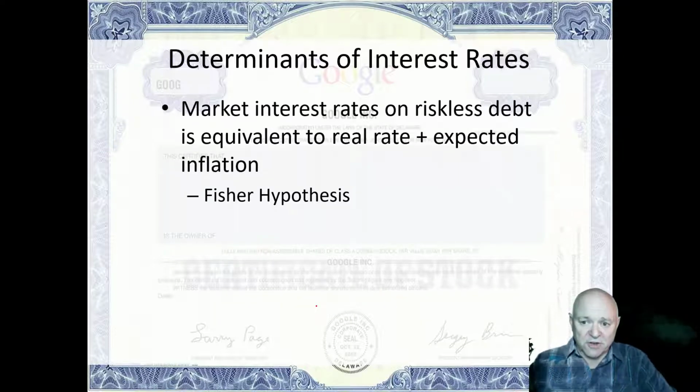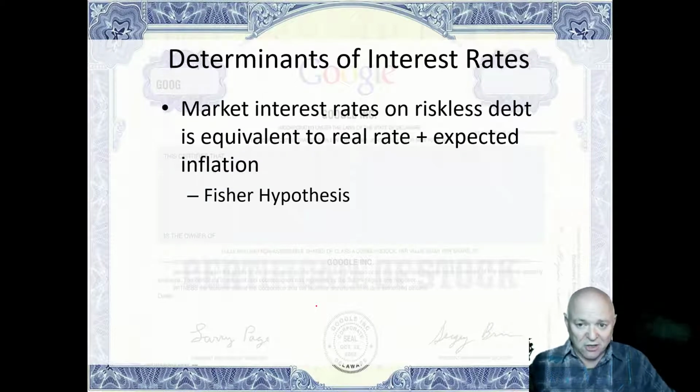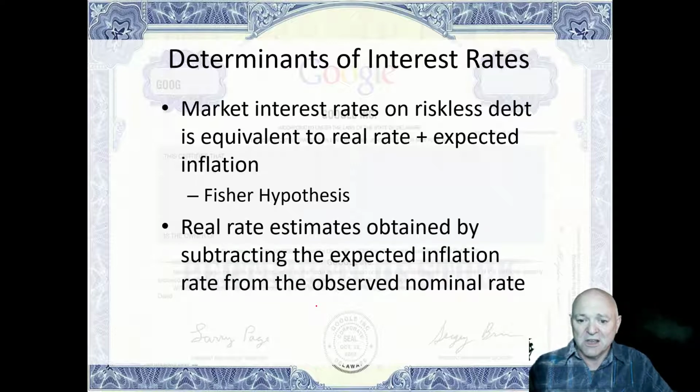Market interest rates on risk-free debt are equivalent to the real rate plus our expectation of inflation. Not the actual inflation, but our belief in inflation. And that's what we describe as the Fisher hypothesis. The real rate is obtained by subtracting the expected inflation from our observed nominal rate.